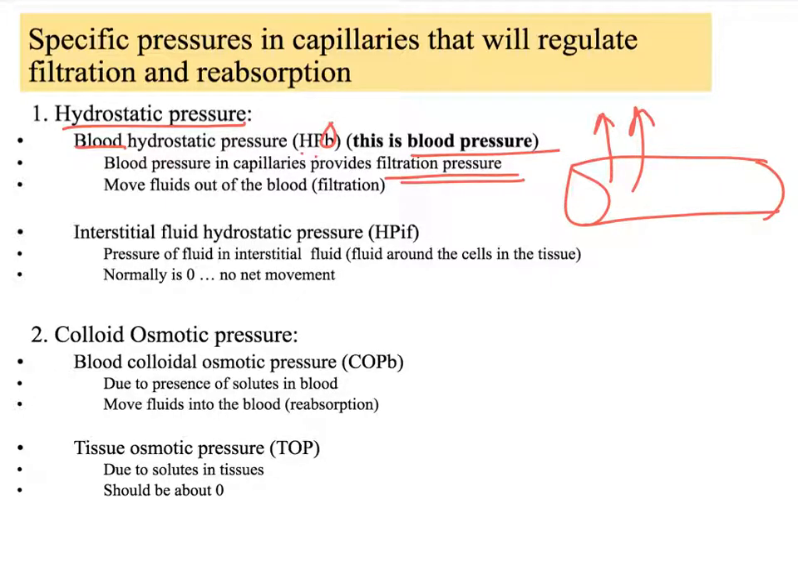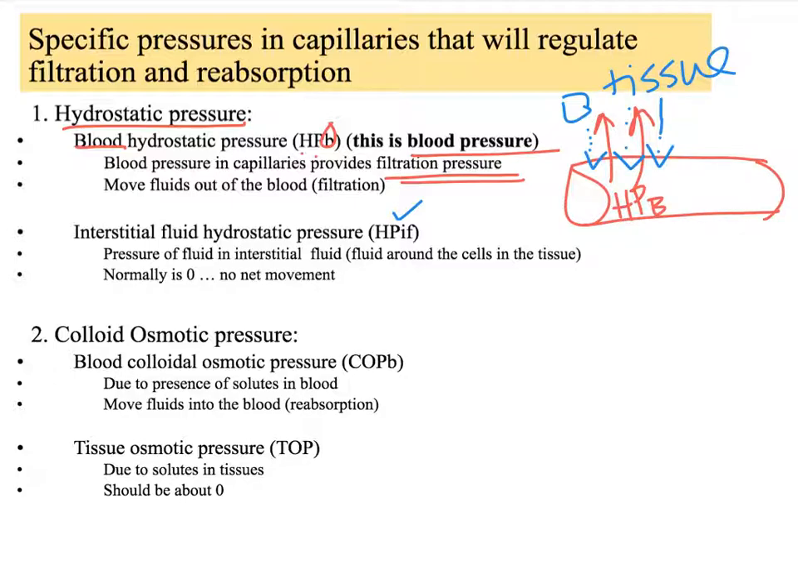Okay, so this would be HPB. Now interstitial fluid hydrostatic pressure, which they abbreviate HPIF. It's the pressure, so here's the tissue, right? This fluid could exert pressure back on here. So it could be the opposite of the blood pressure.